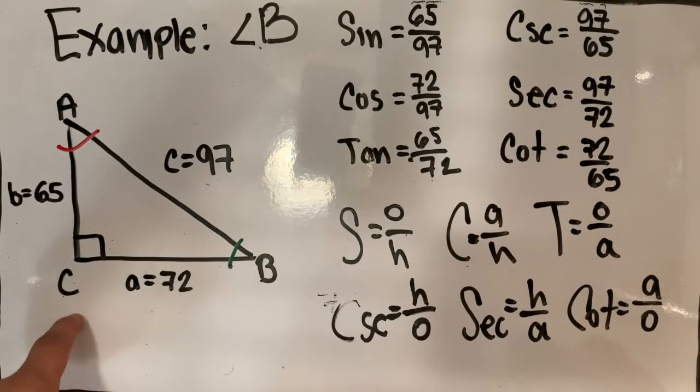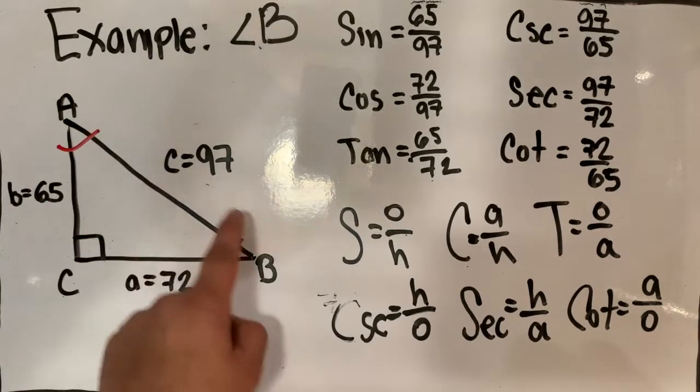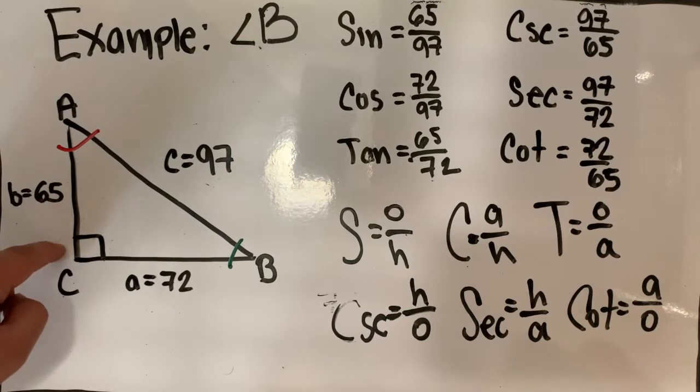Remember that for angle C, we cannot find trigonometric functions. Why? Because the opposite side is the hypotenuse, and this angle is always going to be 90 degrees.